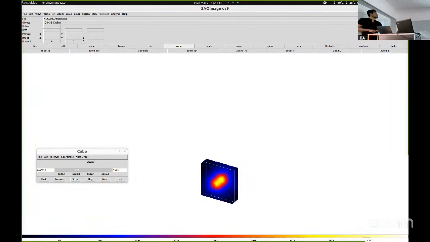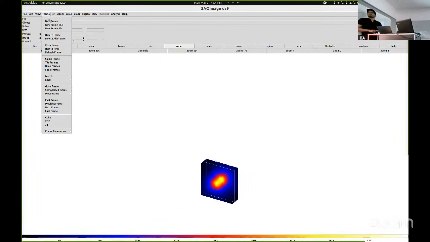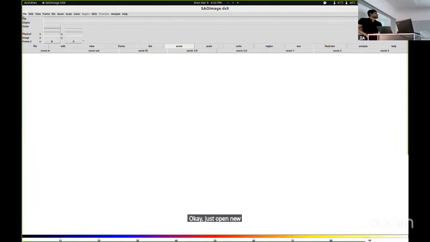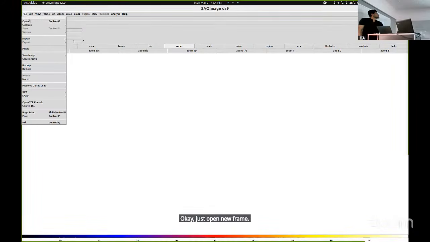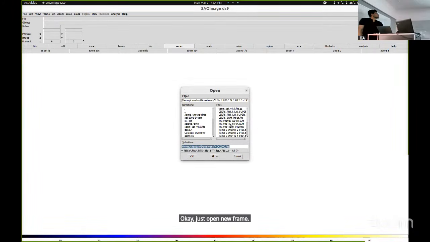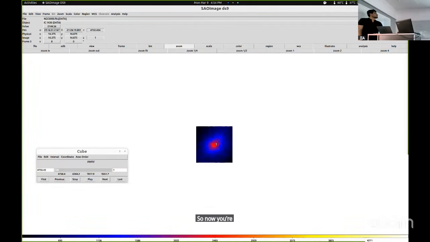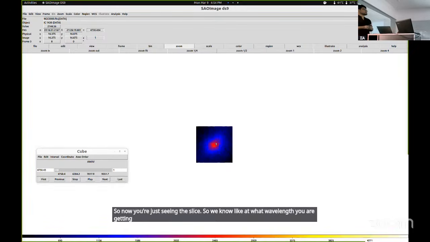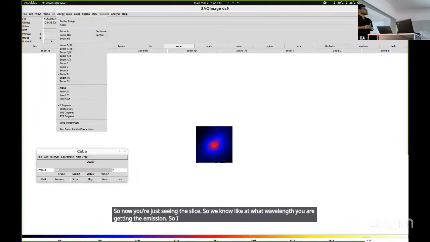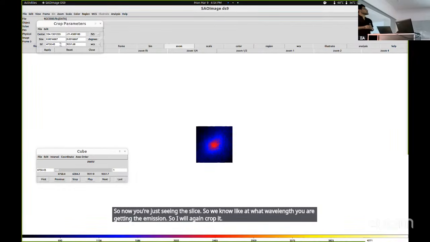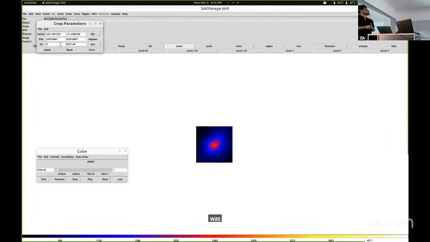Stop. Okay, just open a new frame. So now you are just seeing the slice. We know at what wavelength you are getting the emission, so I will again crop it. It was around 6625 to 6635. So let me apply that.